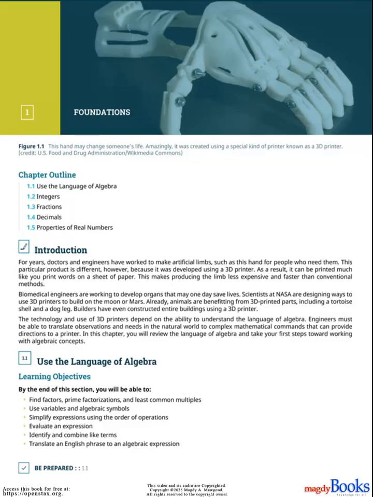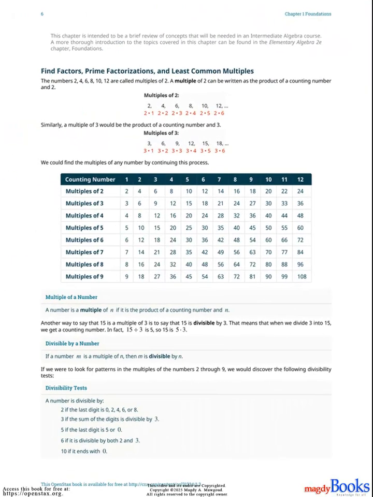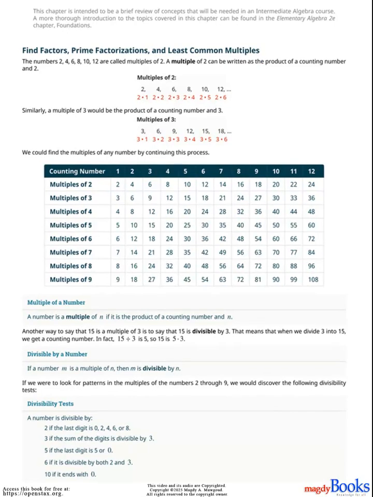Be prepared 1.1. This chapter is intended to be a brief review of concepts that will be needed in an intermediate algebra course. A more thorough introduction to the topics covered in this chapter can be found in the Elementary Algebra 2E chapter, Foundations.